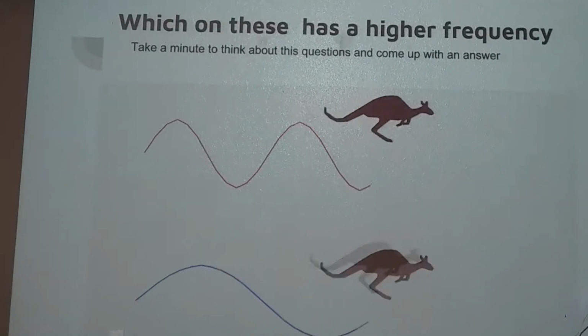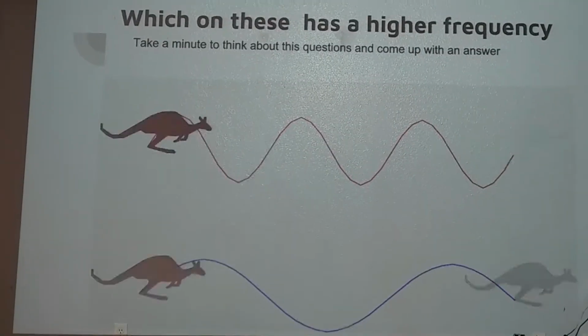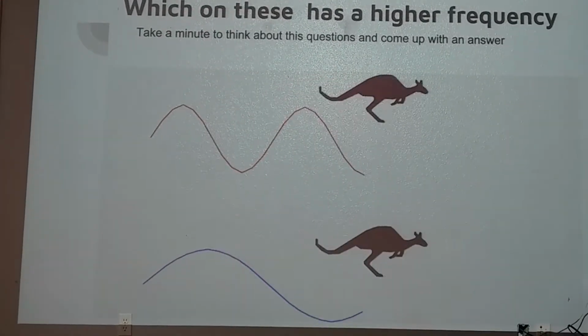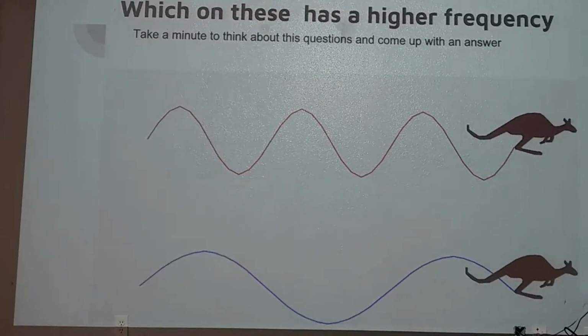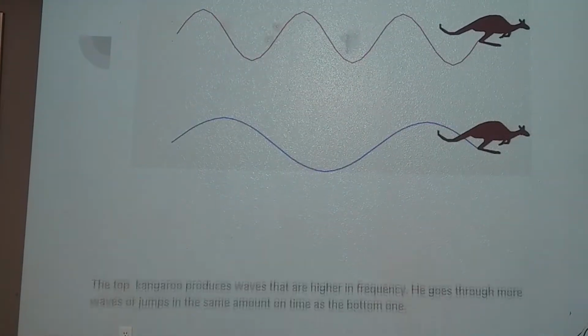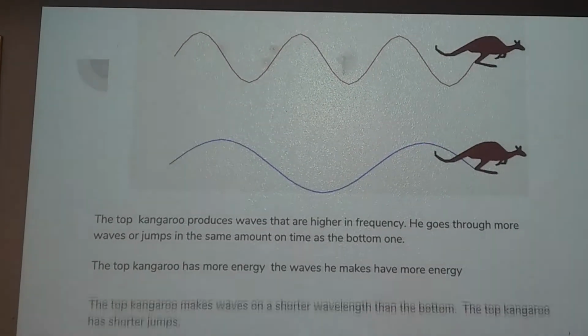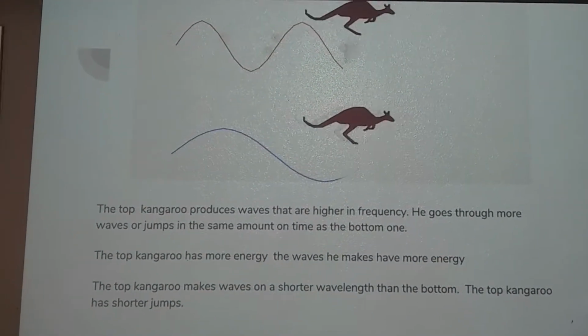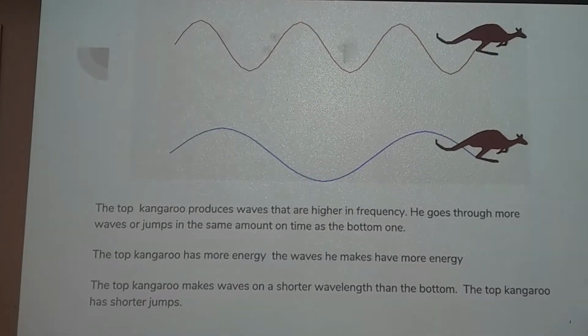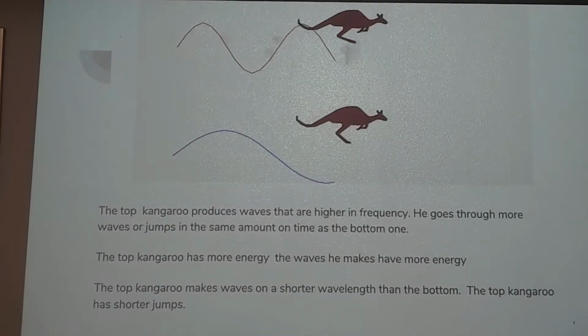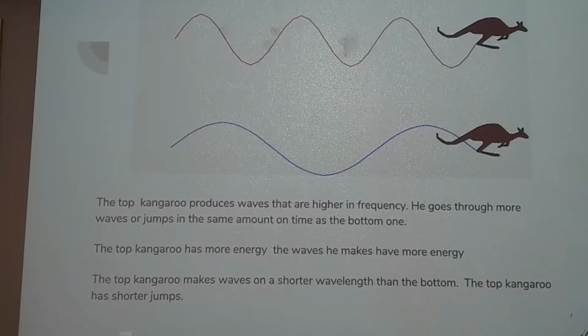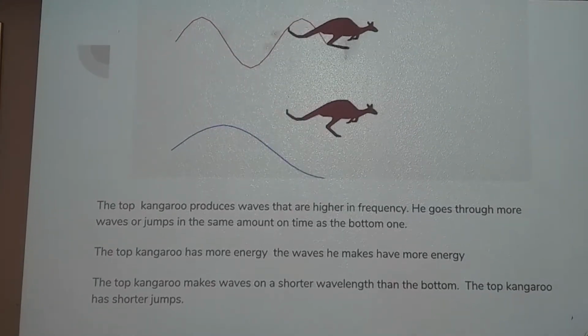Which of these has a higher frequency? Take a minute, answer this question. When you're done and you think you've got an answer, move on. So the top kangaroo produces waves that are higher in frequency. He goes faster. He does more jumps in the same amount of time. He has more energy. The bottom kangaroo has longer wavelengths. He doesn't bounce as much. He's got less energy.